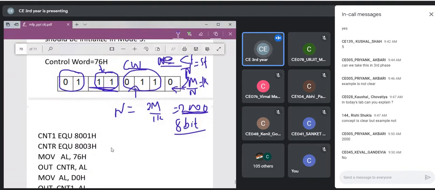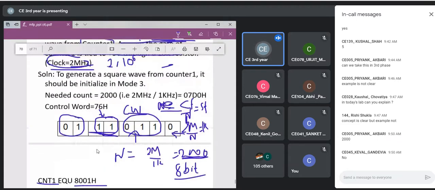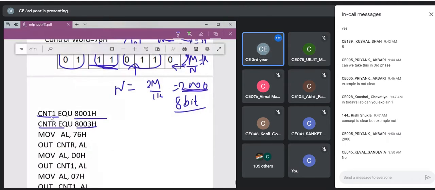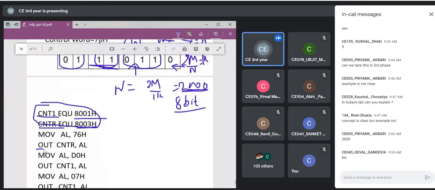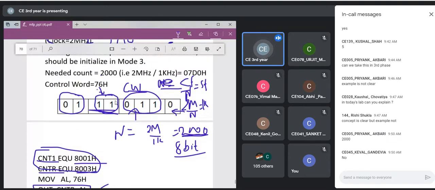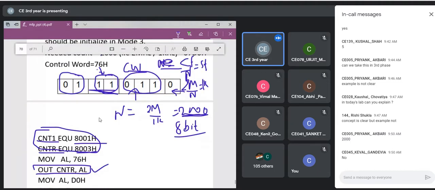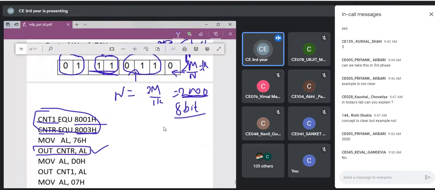Now let us see how we are doing this. Counter 1 has address 8001. The counter control word has address 8003. Assume that this is given to you; otherwise, from the figure you can understand. These are the addresses of counter 1 and the control word. Now I am taking this control word and storing it to the address of the control word. This control word means I have programmed counter 1 in mode 3, and the count I have not mentioned, but it will be a 16-bit count.